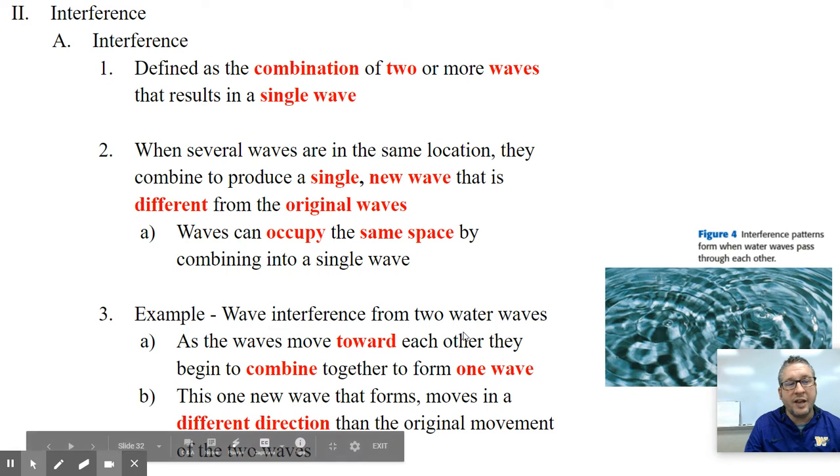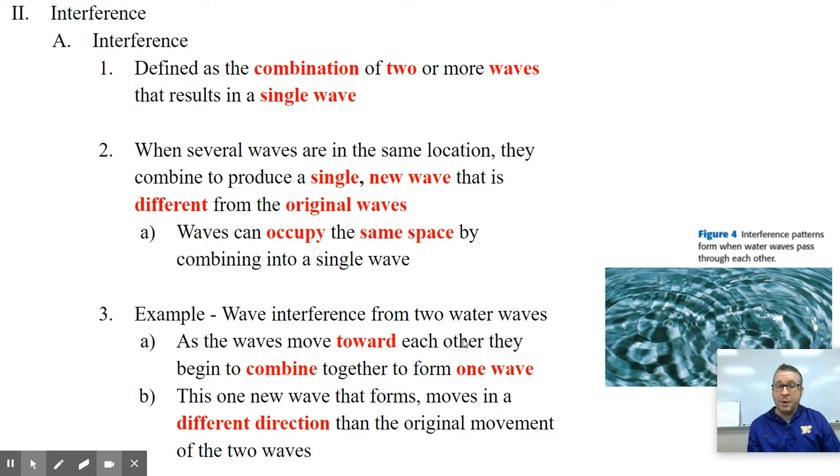So some examples of wave interference from two water waves, as we see over here to the right. As the waves move toward each other, they begin to combine together to form one wave. This new wave that forms moves in a different direction than the original movement of the two waves. So as you see here, we've got the center areas right here where these waves are going to occur. And you start to see that where these waves kind of interfere, we get different patterns here, and they seem to form a single new wave.